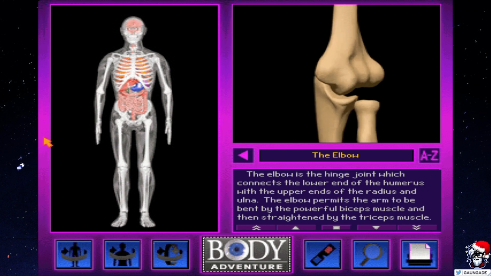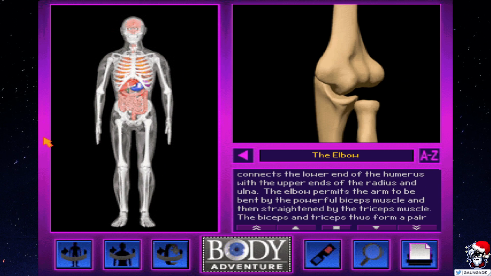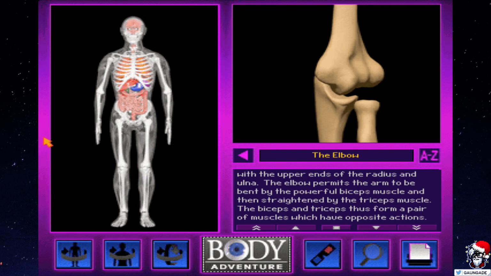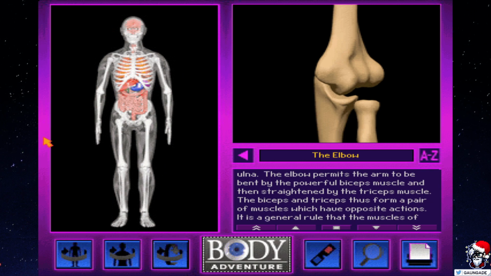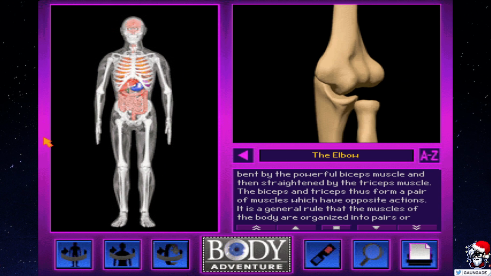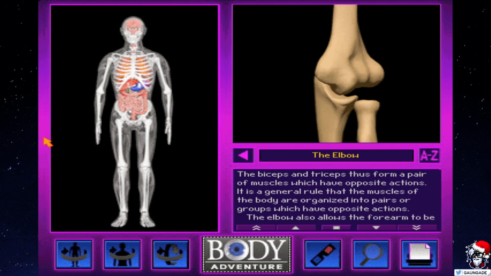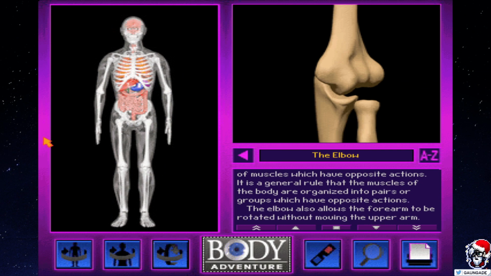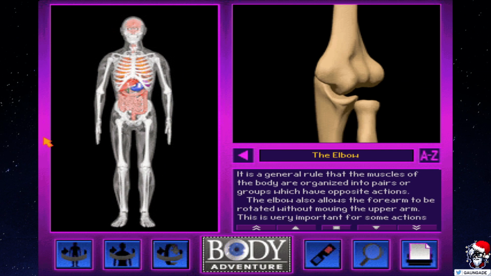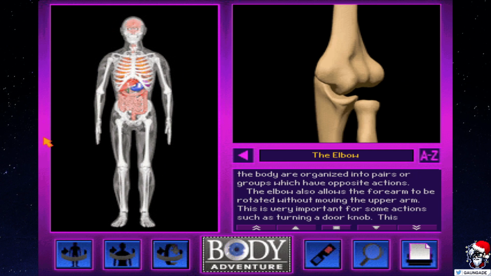The elbow is the hinge joint which connects the lower end of the humerus with the upper ends of the radius and ulna. The elbow permits the arm to be bent by the powerful biceps muscle and then straightened by the triceps muscle. The biceps and triceps thus form a pair of muscles which have opposite actions. It is a general rule that the muscles of the body are organized into pairs or groups which have opposite actions. The elbow also allows the forearm to be rotated without moving the upper arm.